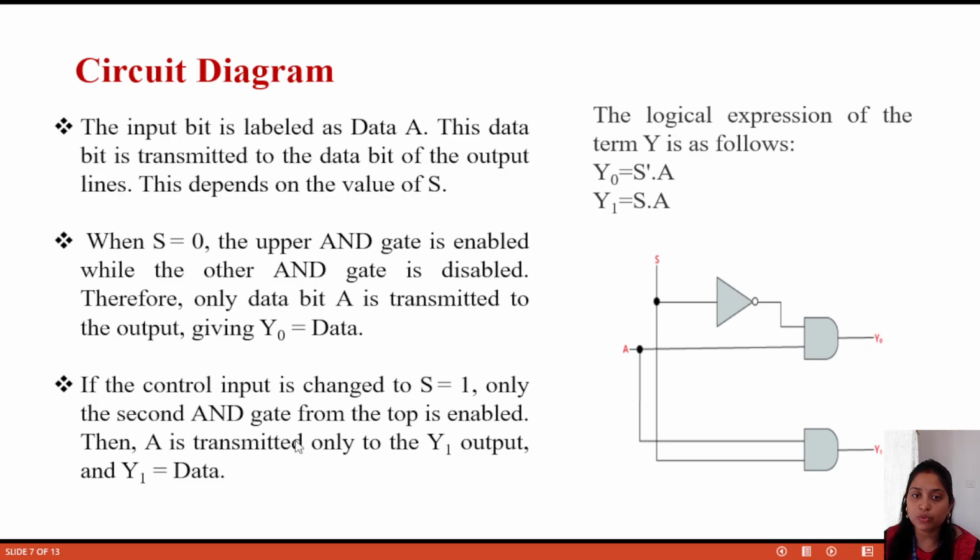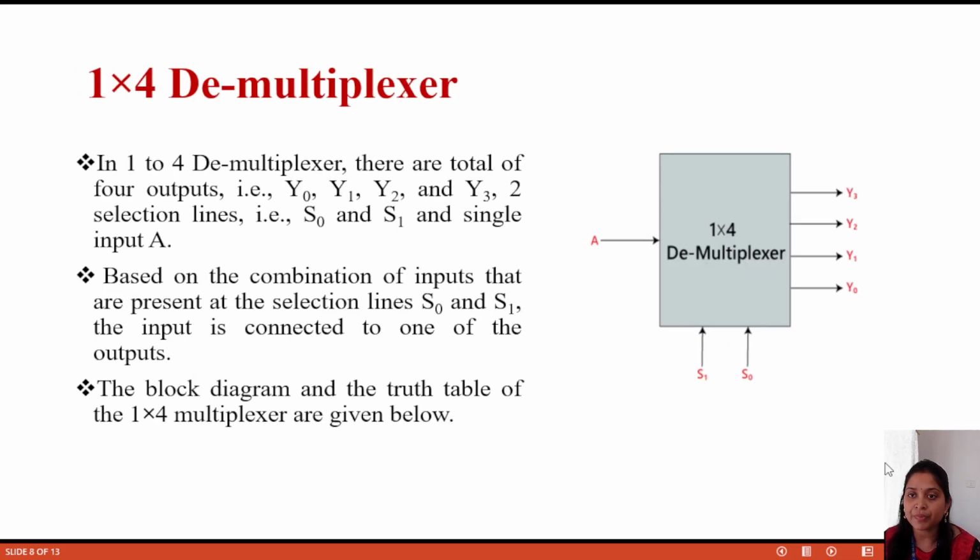When control input or select input is 1, at that time the first AND gate will not work, because after the NOT gate it will be 0. Only Y1 will work. So at that time A will go through Y1. Y0 will not work, and Y1 works.